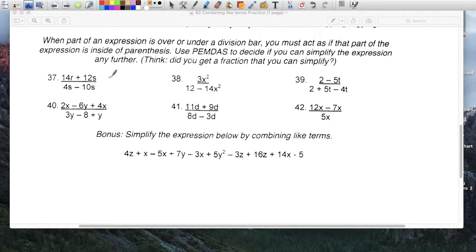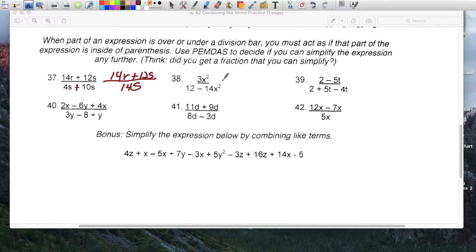Well, you know what? Let's just do it in the simplest of ways. So the top numerator, can I combine anything? No. So it becomes 14R plus 12S. It stays the same. At the bottom, can I combine anything? No. Actually, I can. And let's change that to positive plus. So that's 4S plus 10X. It becomes 14S. That's your final answer.